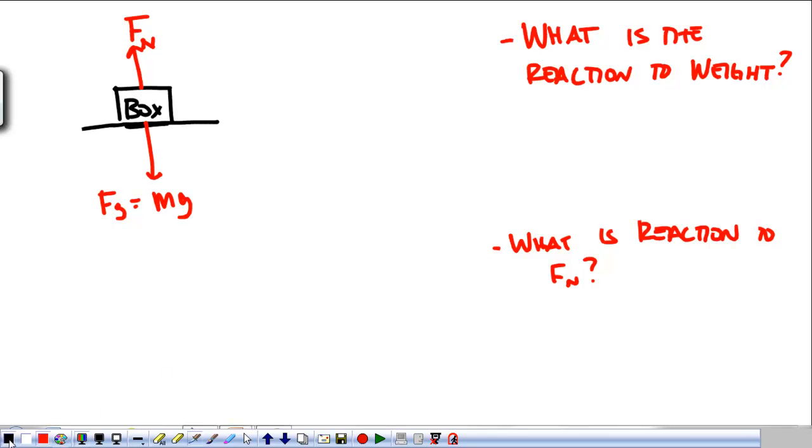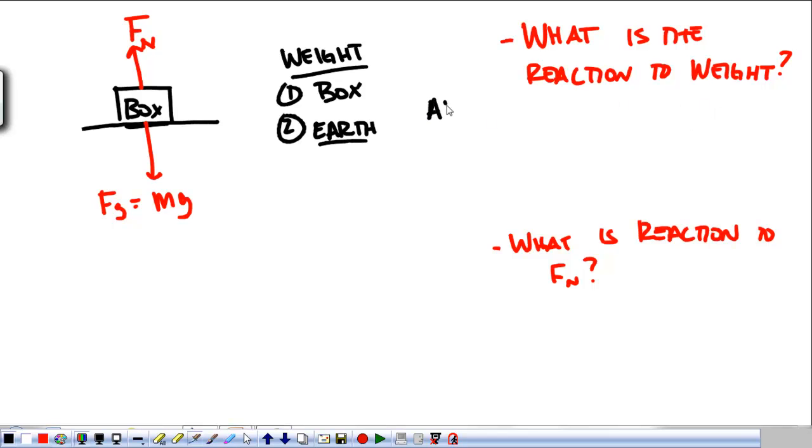So, for the weight, what we're going to do is identify the two objects involved in giving the box weight. Well, one of them has to be the box. The other one, what's pulling on the box to give it weight, is the earth. Look back at the Newton's second law video, but the earth is the thing that pulls on the box to give it weight. If the box weren't sitting on the table, I'd still have the weight pulling down on it. So the table doesn't go into this at all. The table cannot be the reaction to the weight.